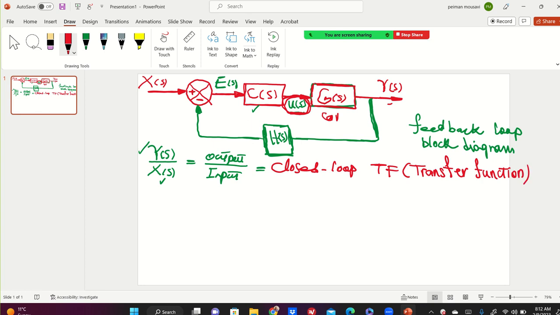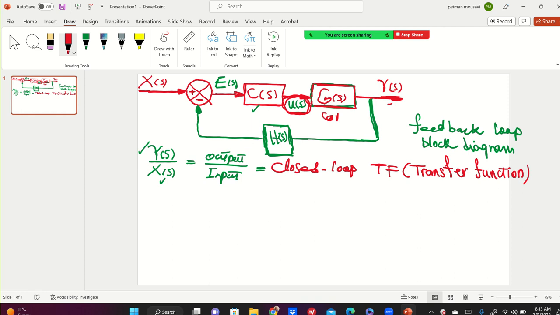What's transferring? Transferring the output of the system, the real velocity of your car, to the desired velocity of your car, from time to frequency. I told you transfer function means transferring the dynamics of the system from time domain to frequency domain. So everything is based on S, Laplace. So this is the closed loop transfer function, and we're going to calculate that.